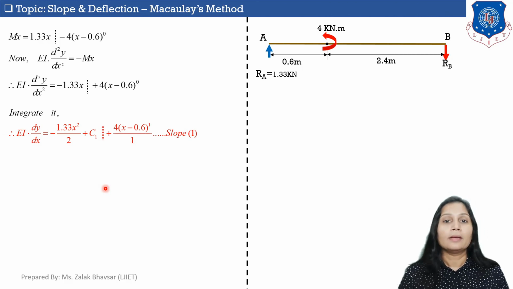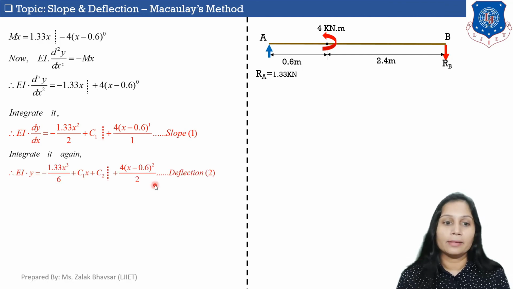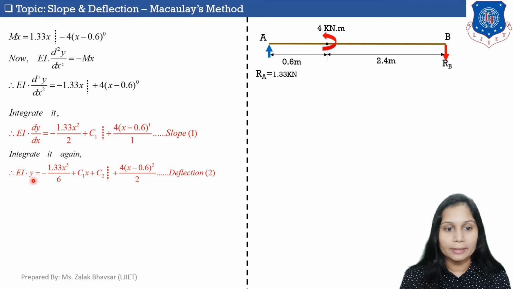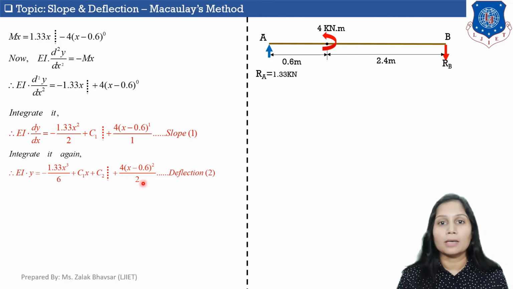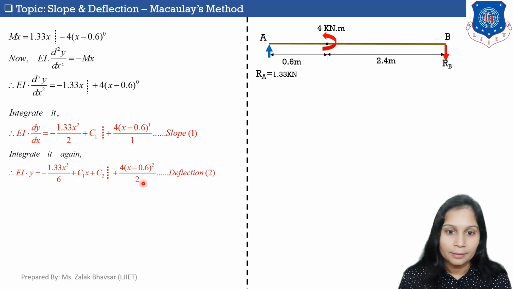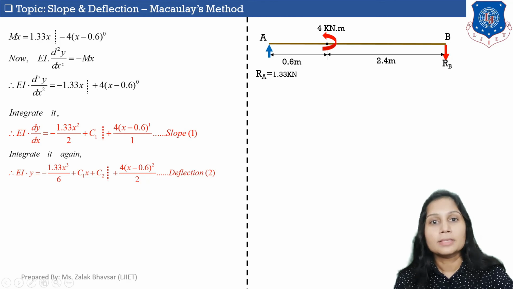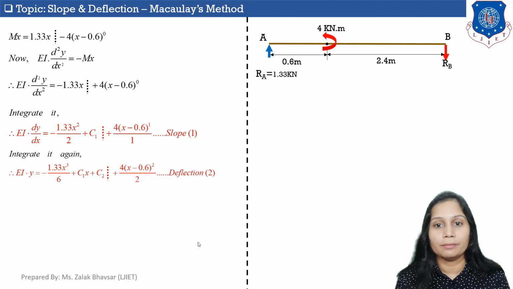Okay, and if we integrate this equation again, then we will get the equation EI into y is equal to minus 1.33x³ by 6 plus C1x plus C2 plus 4(x minus 0.6) raised to 2 by 2. So this is our second equation which we will use for calculation of deflection. Okay, now in step number 4, we will apply boundary conditions to calculate the values of C1 and C2.